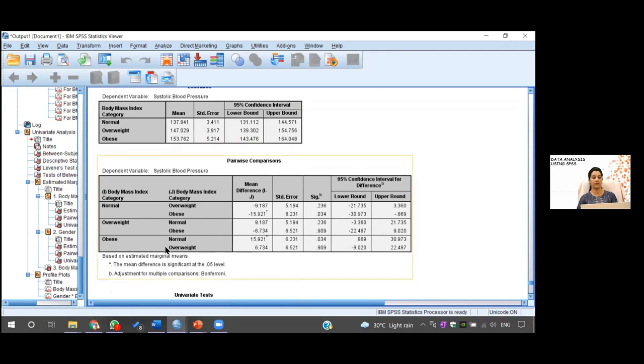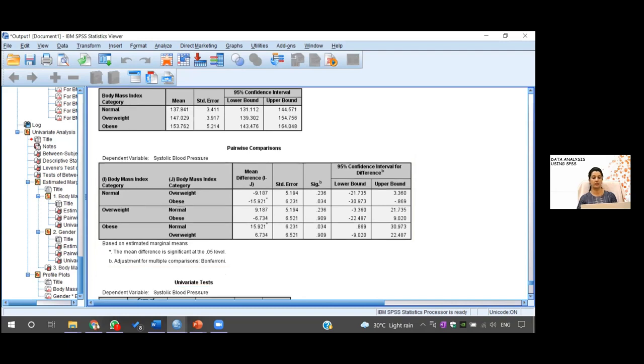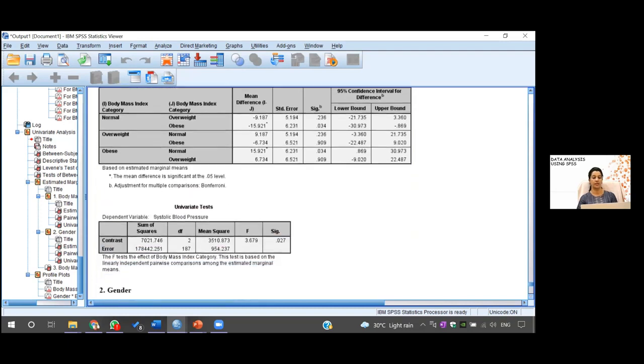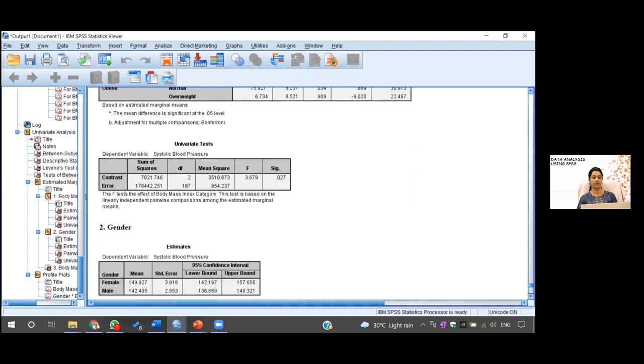This pairwise comparison gives you the normal and obese, and this negative sign you will see, this minus and plus only tells you whether you are deducting I from J or which variable you are taking, which is the higher. So these are the multiple comparisons. Then again, it is significant.